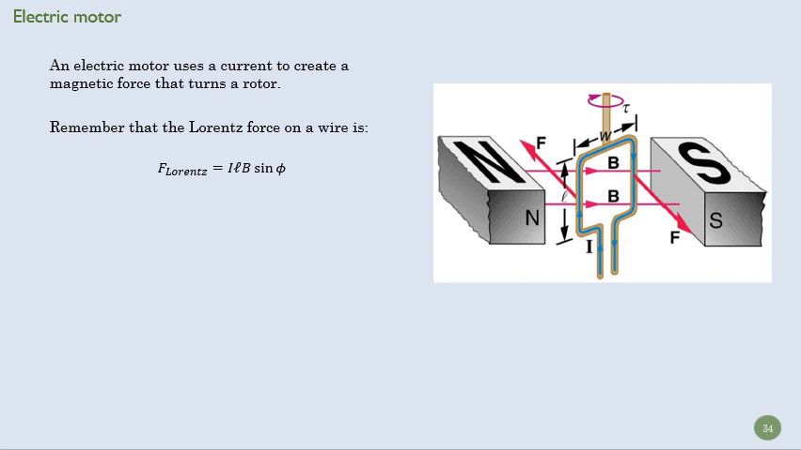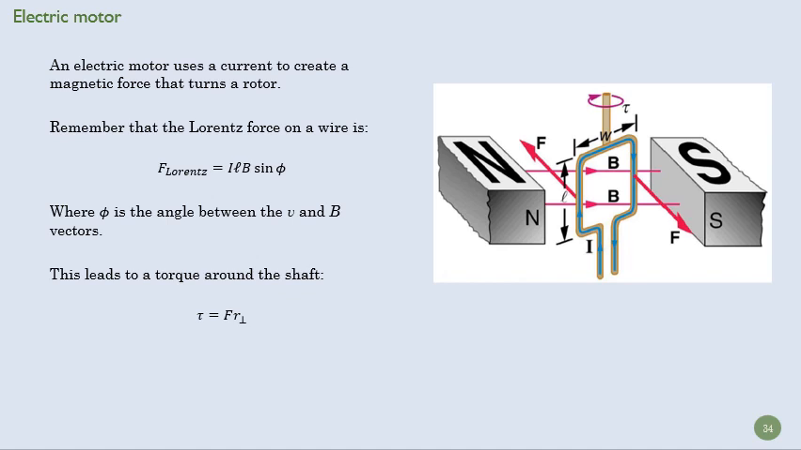And this is a very simplified picture of one, but it's essentially right. You have a big magnet on the outside, and then you have some kind of wire loop in the middle. This might have hundreds of wire loops here. We only have one here, but it works in exactly the same way. And the force on this wire is I L B sine phi, where that angle is, again, what we called theta before, the angle between the velocity of the current, that is the direction of the current, I, and the magnetic field vectors.